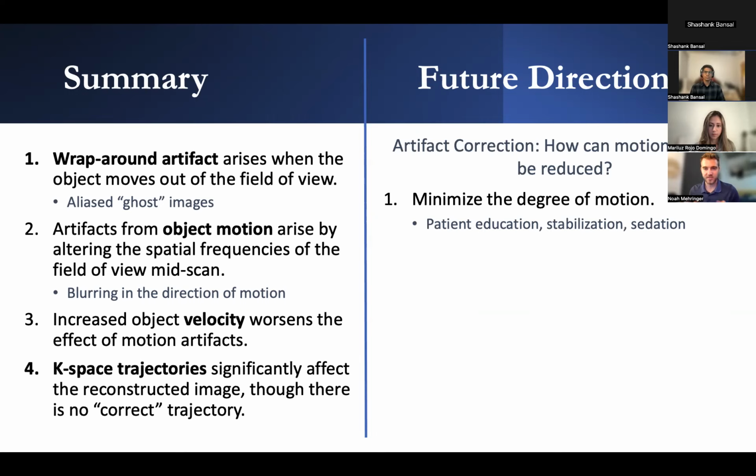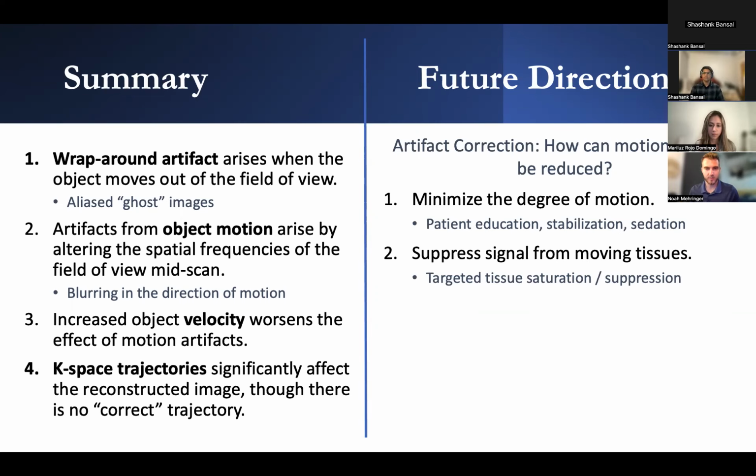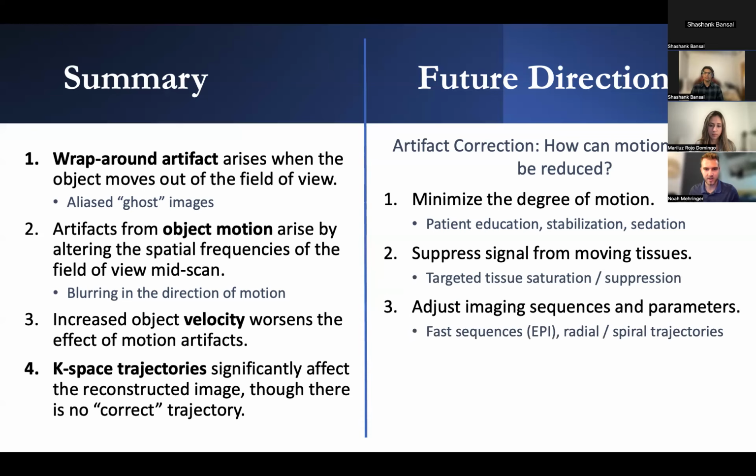So now that we know how to simulate these, in the future it would be a great thing to try to correct them. We can minimize the degree of motion by educating patients on the importance of stillness or stabilizing or sedating them. We could suppress signal from moving tissues. That's commonly done in blood to remove the blood signal from an anatomical image. We could adjust the imaging sequences, as we showed, since faster K-space acquisition helps reduce the effect of motion.